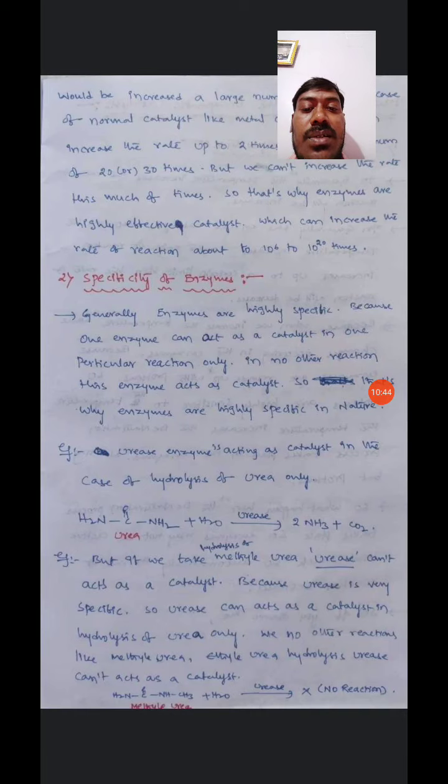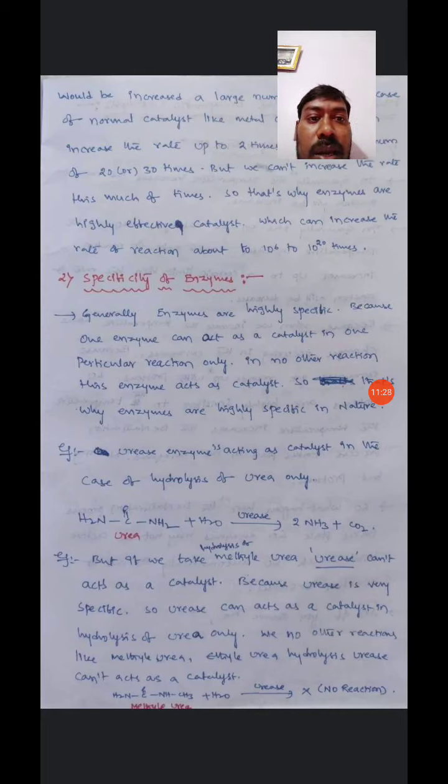The next characteristic is the specificity of enzymes. Generally enzymes are highly specific, because one enzyme can act as a catalyst in one particular reaction only. In no other reaction does this enzyme act as a catalyst. That's why enzymes are highly specific in nature.